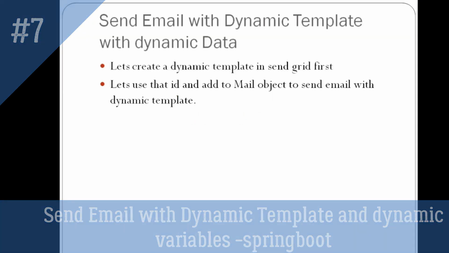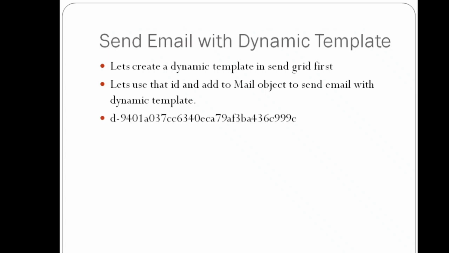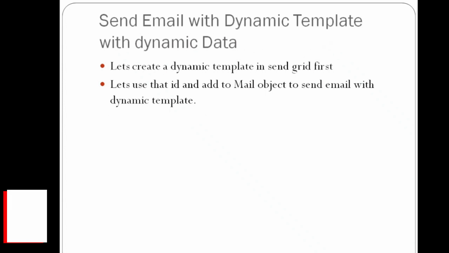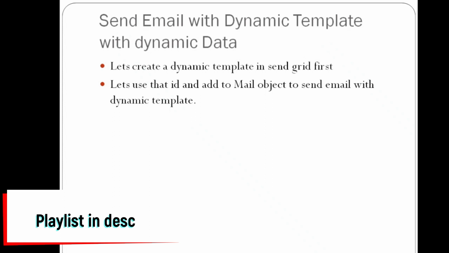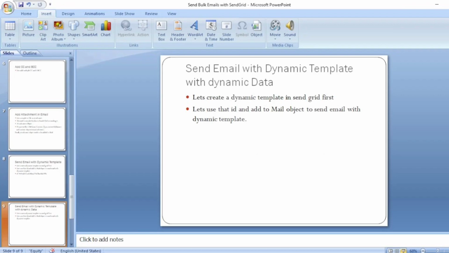In this video we are going to talk about how we can send an email with the help of a dynamic template and also with dynamic data. In our previous video we learned how we can generate a dynamic template and how we can use it as part of Java code. Now we are going to create some variables in a template and replace those values with the Java code. So let's get started here.